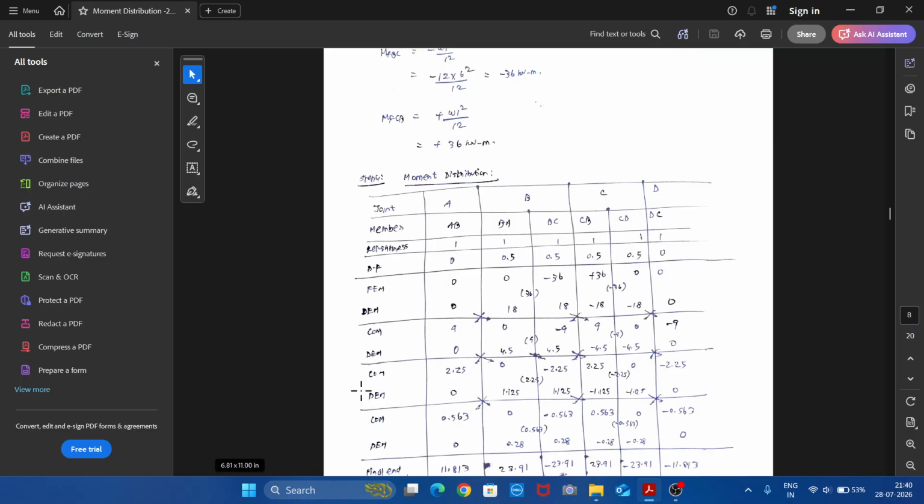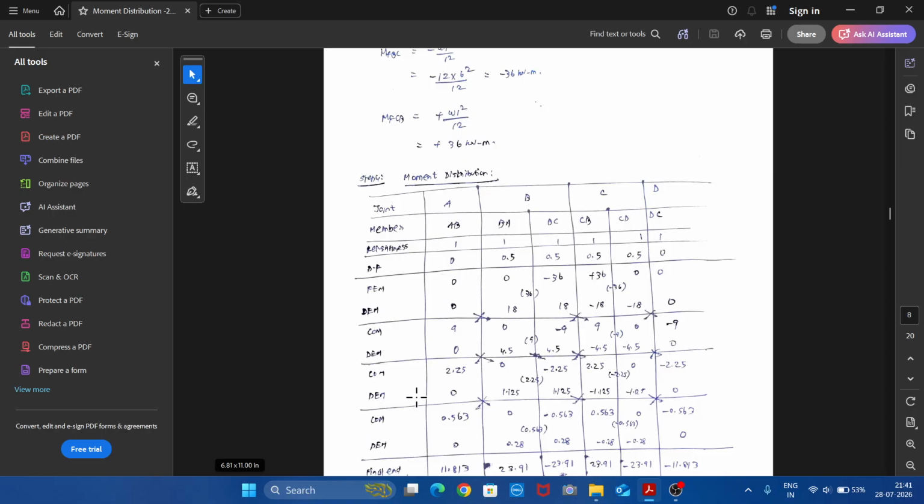Then third cycle, carryover moment. Half the moment needs to be carried over. So, you draw the arrow here for one iteration. The same arrow can be followed for all the iterations. So AB to BA, BA to AB, BC to CB, CB to BC, and CD to DC, DC to CD. Likewise, you need to carry over. So 4.5 half will be 2.25, here 0, here minus 2.25, plus 2.25, 0 and minus 2.25.